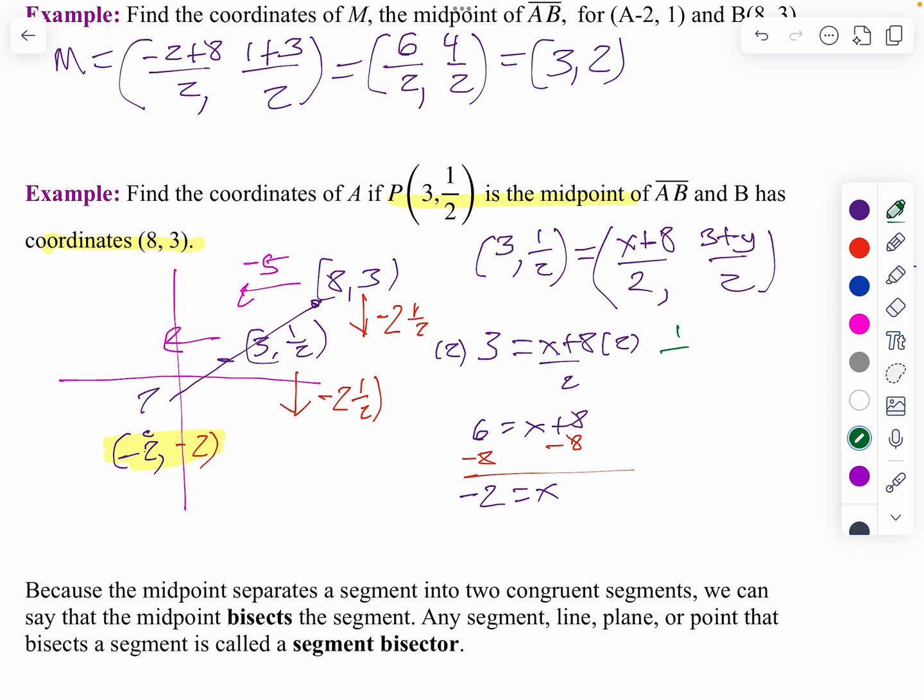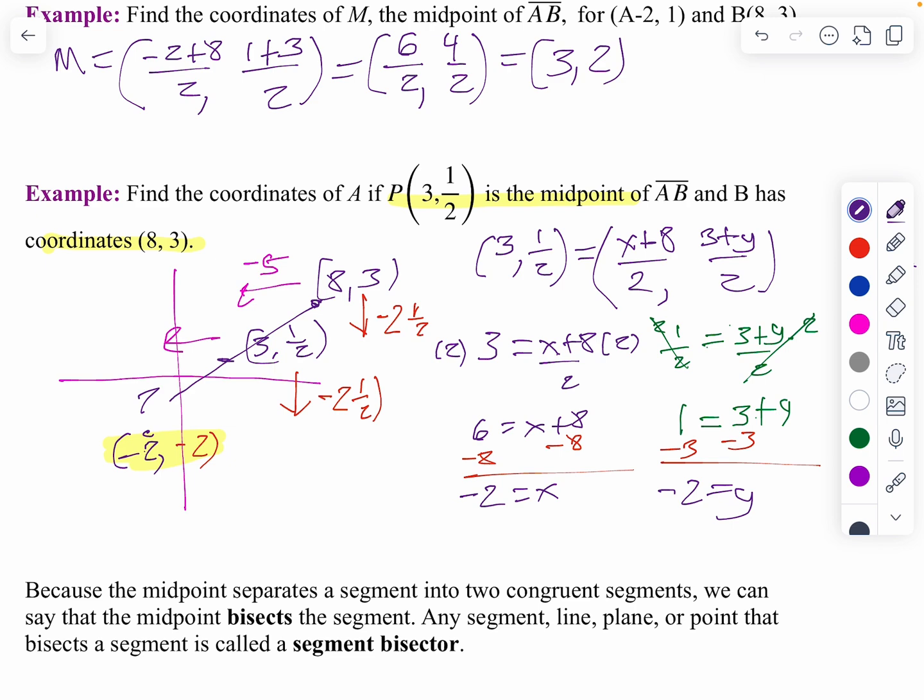So 1/2 equals (3 plus y) over 2. Let's clear our fractions, multiply by 2. I have no more fractions at all. 1 equals 3 plus y. So I'll minus 3 from both sides. And we get negative 2 equals y. And there's your answer for that.